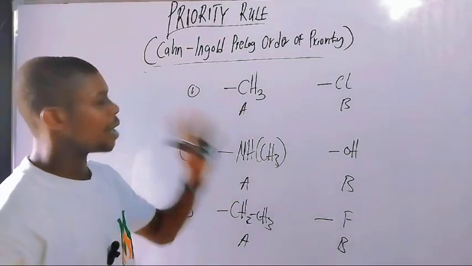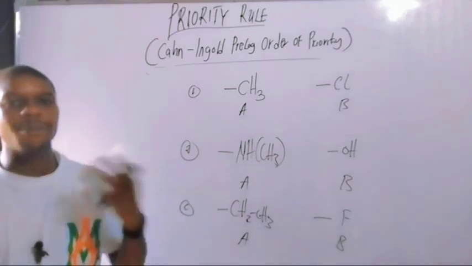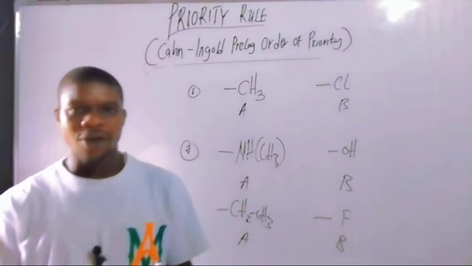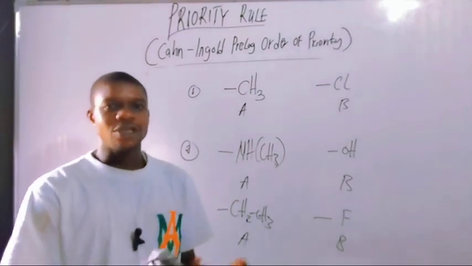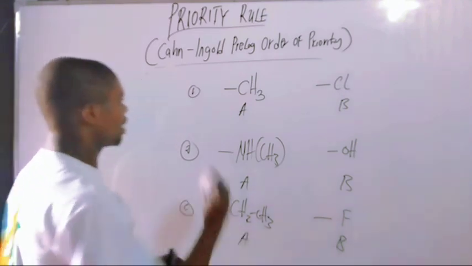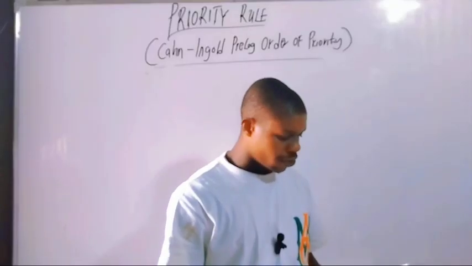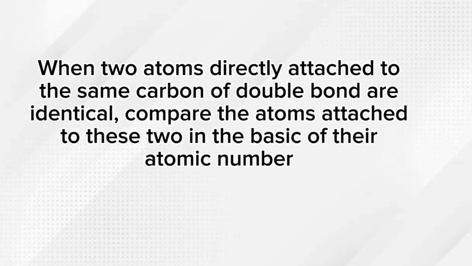So that is what rule number 1. Now let me move to rule number 2. From rule number 2 to rule number 4, like I said, this is where things begin to get complex, right? Rule number 2 states that when two atoms directly attached to the same carbon double bond are identical, compare the atoms attached to this atom on the basis of atomic number. Precedence is determined at the first point of difference.